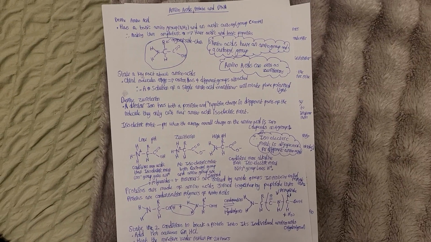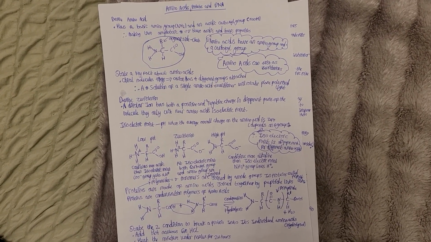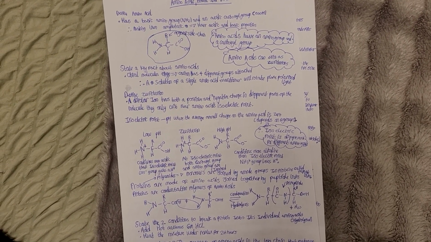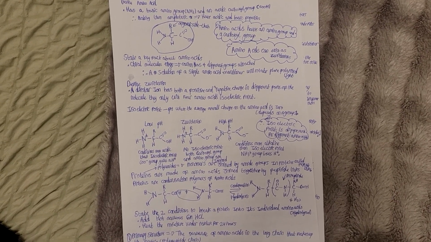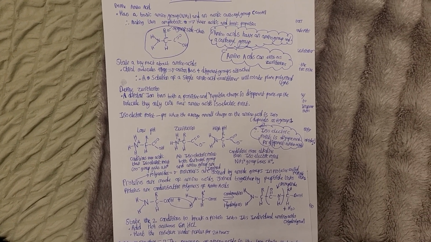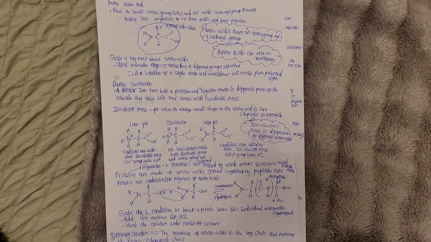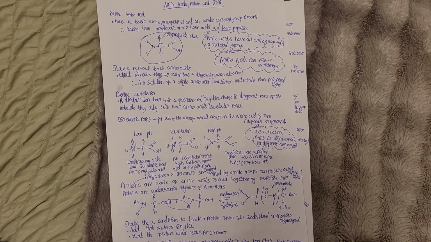Definition of zwitterion: a dipolar ion has both a positive and a negative charge in different parts of the molecule. They only exist in amino acids at the isoelectric point.